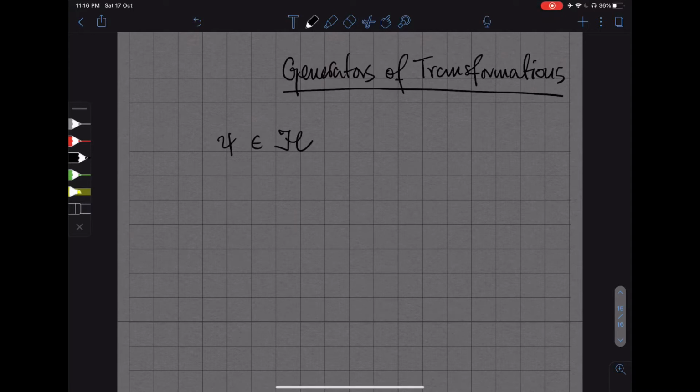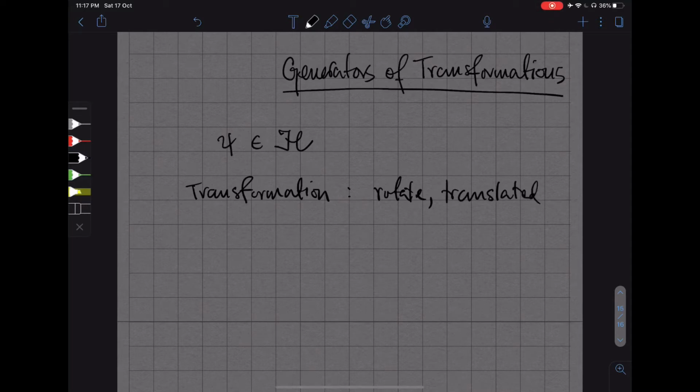Now, suppose we take our system and do some transformation. That transformation could be that we rotate the system, or translate it, translate it in time or space, etc. Now the question is, what is the transformation that can result on psi as a result of the underlying transformation on the system?